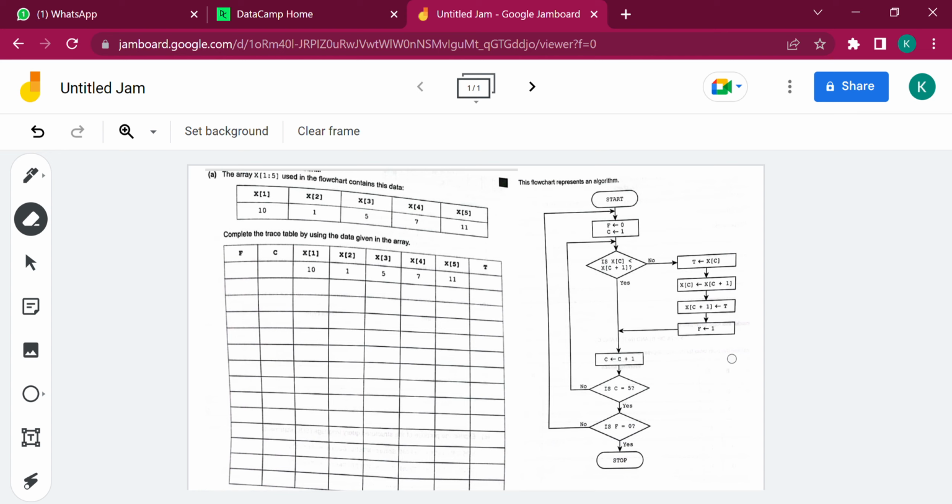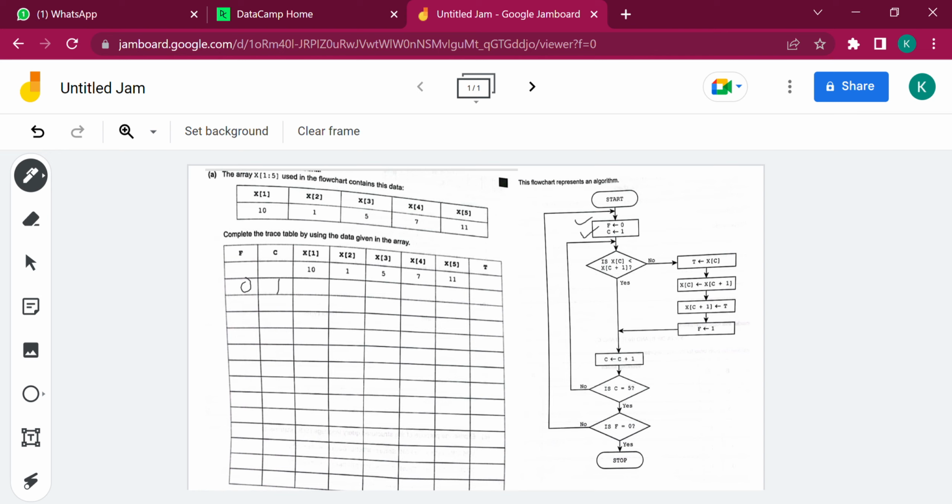As we have discussed in our previous sessions of flowchart tracing, whenever you start tracing a flowchart, the first step should be the initialization of variables. Wherever there is initialization of variables, we start from the first line. As this line is already filled in the trace table, we are starting from f is equal to 0. So let's write 0 here, and c is 1.